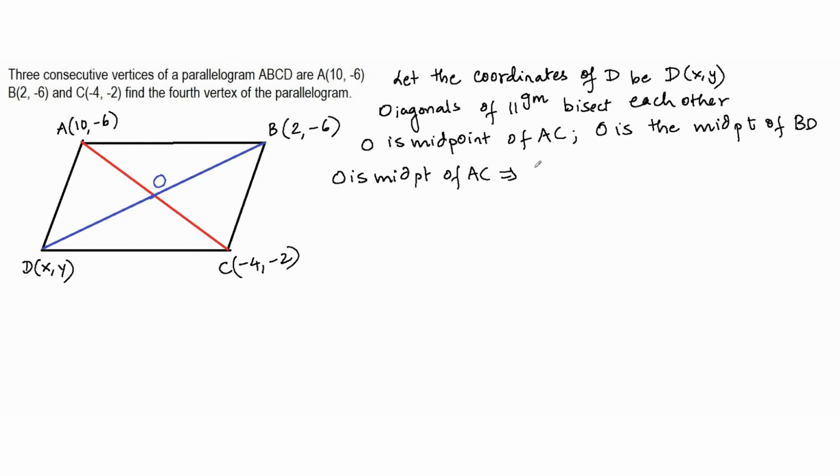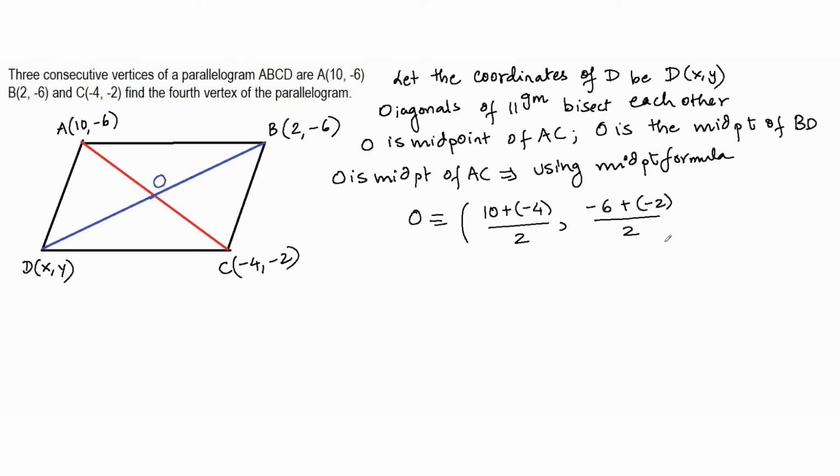Now if I were to find O, if I take O as the midpoint of AC, and therefore using the midpoint formula, the coordinates of O are (10 plus of minus 4) divided by 2, (minus 6 plus of minus 2) divided by 2, and that is going to be 10 minus 4 is 6 by 2 is 3, minus 8 by 2 is minus 4. So the coordinate of O is (3, minus 4).